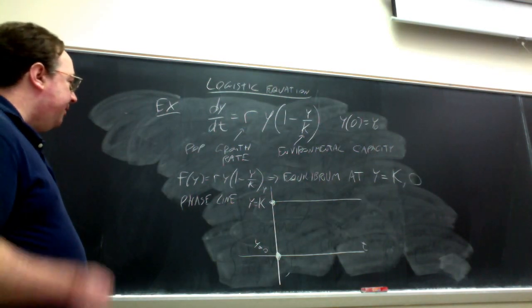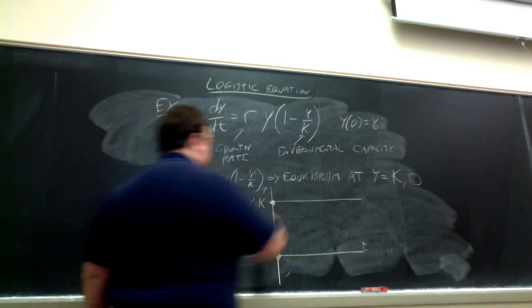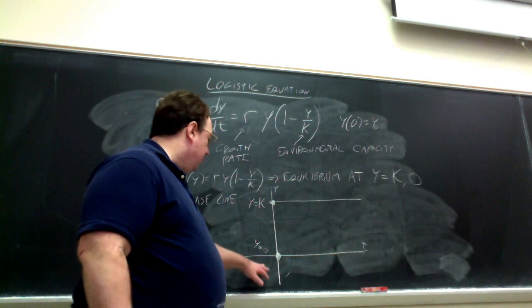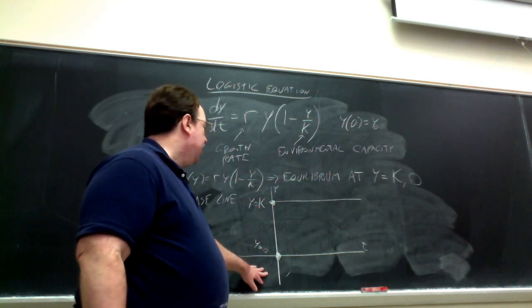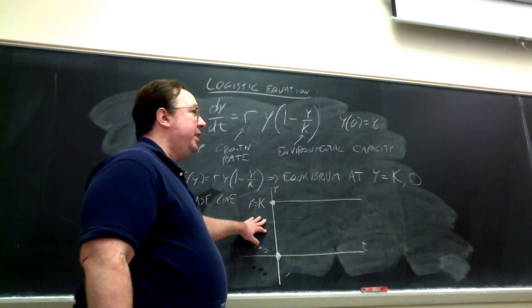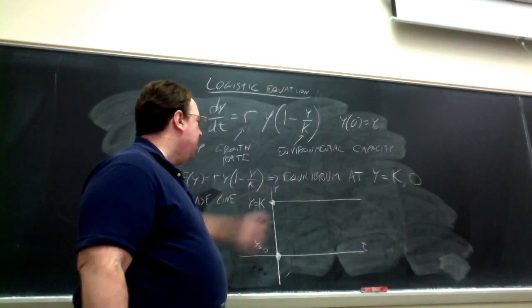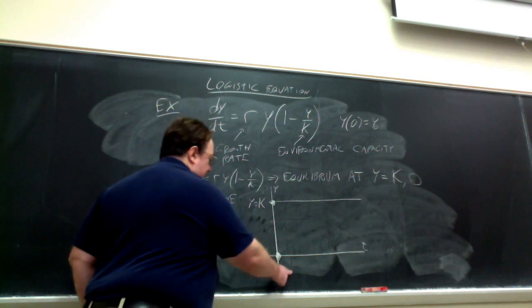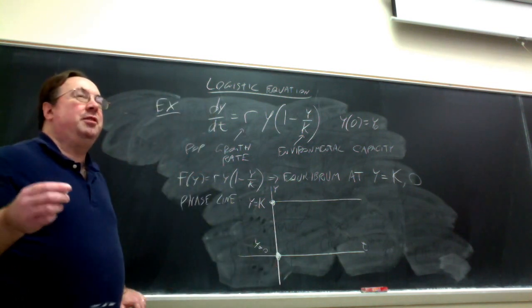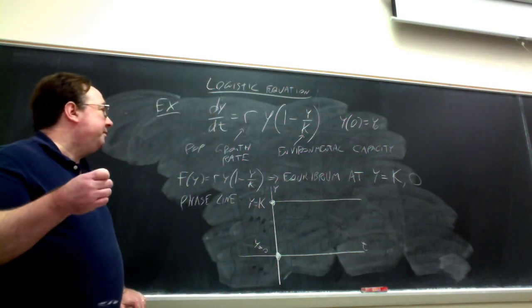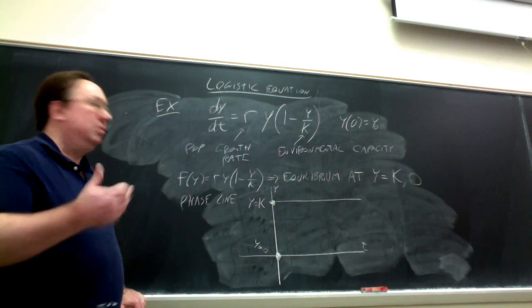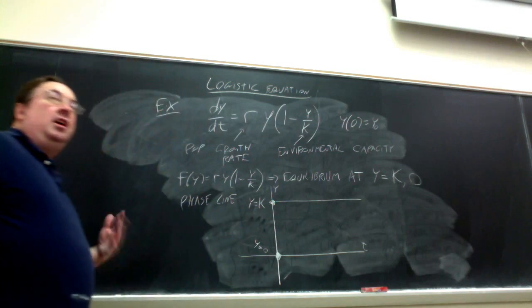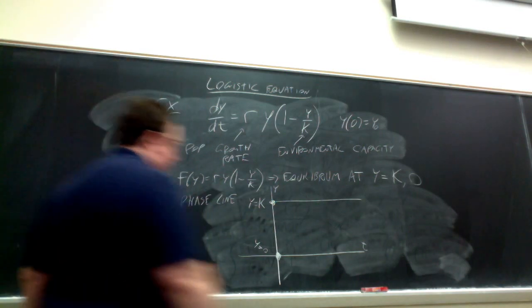Now, there are three regions. So we have y naught is negative, y naught is between 0 and K, and then y naught is greater than K. Now, even though not all of these may be interesting in terms of the application, we'll cover all three of them so we can classify both equilibrium solutions as either stable, unstable, or semi-stable.